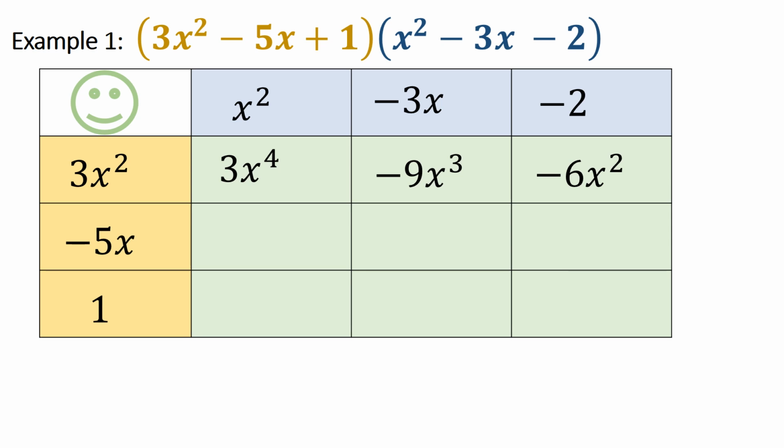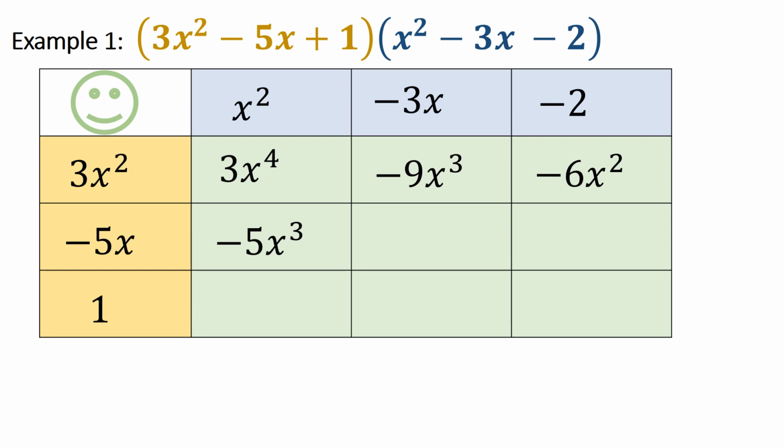Now we're done with the first term in the first polynomial. Now we're going to go to the second term in the first polynomial. So I'm going to use negative 5x. And what am I going to multiply it by? X squared. So what do I get? Negative 5x to the third. Do you see the pattern? This is just a graphic organizer.